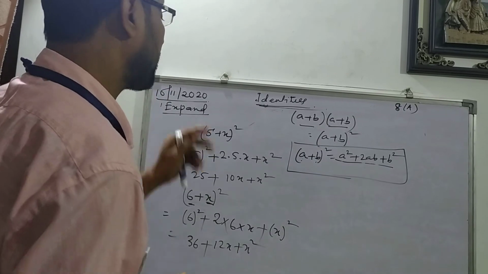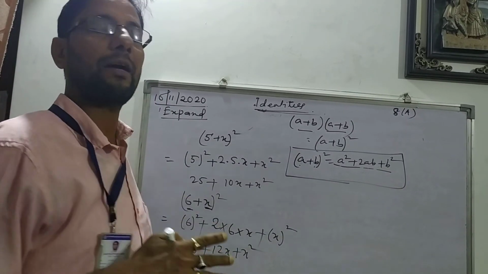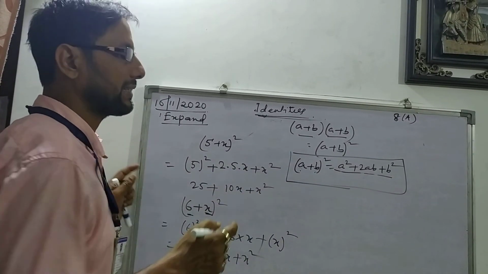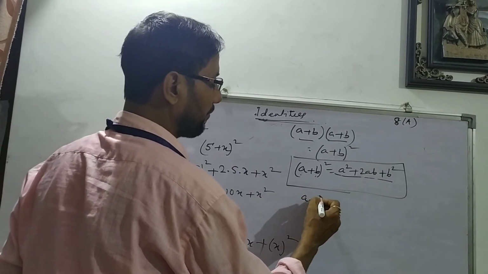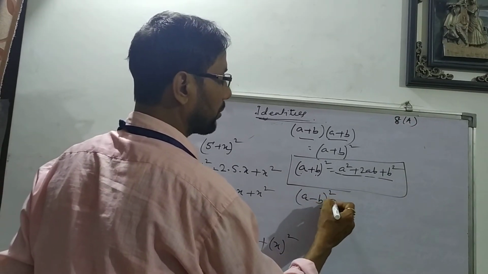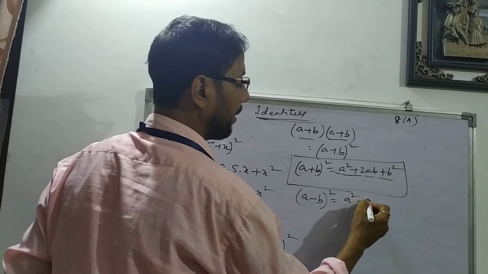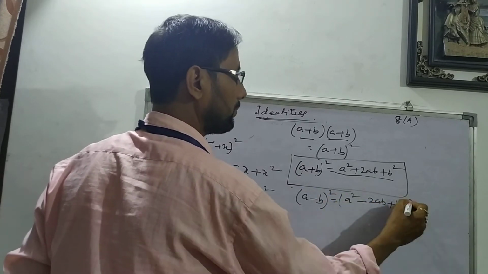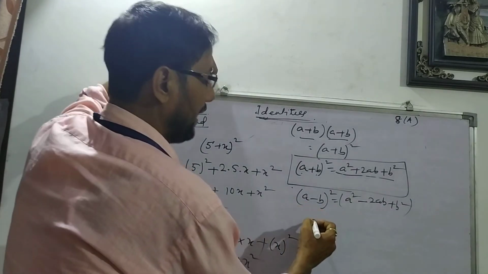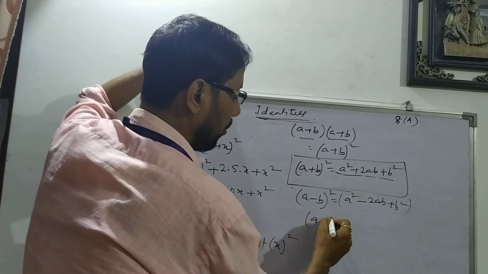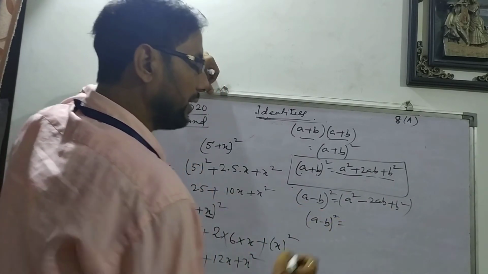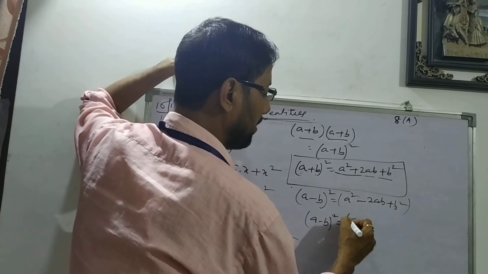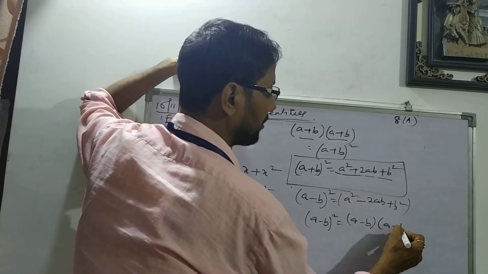Now this is for plus. If there is minus, then what happens? It is also exactly the same, just there is only one difference. A minus b whole square is equal to a square minus 2ab plus b square. How does it happen? See here. A minus b whole square is equal to what? How can I write this one? A minus b multiplied by a minus b.